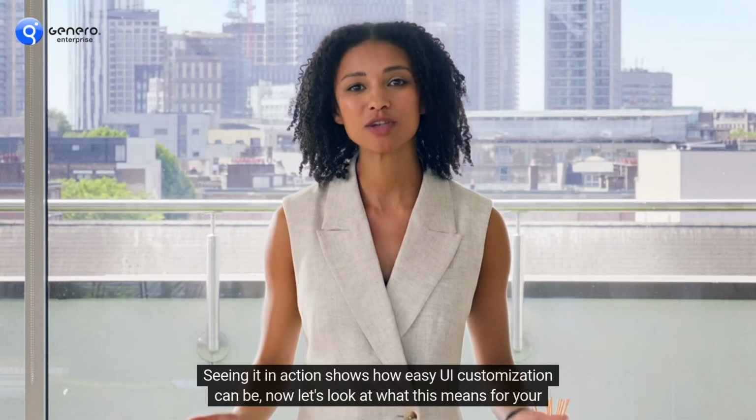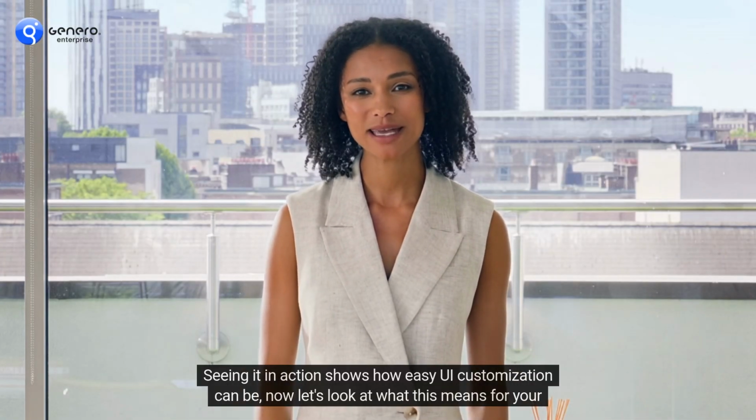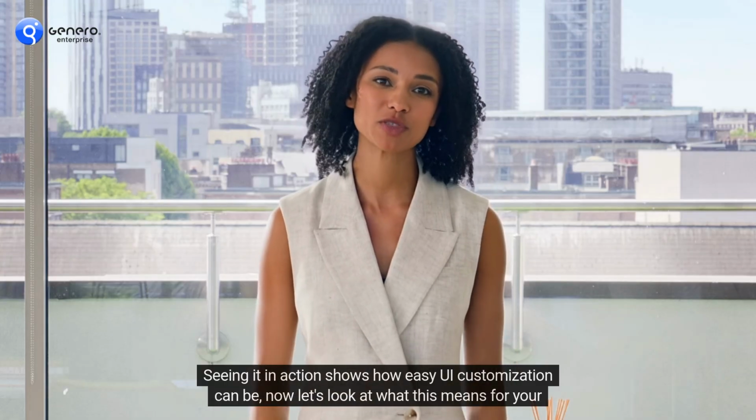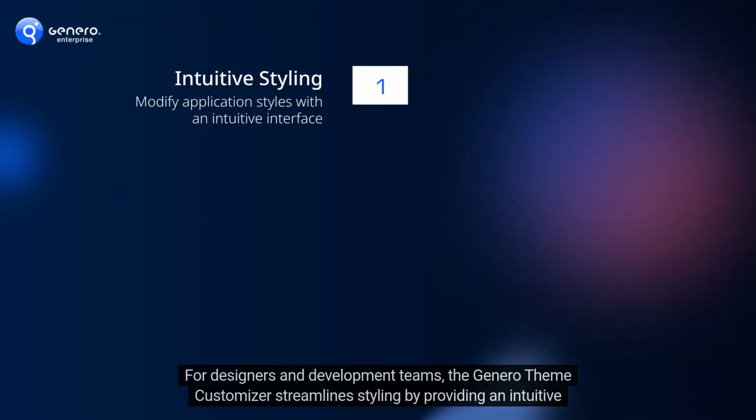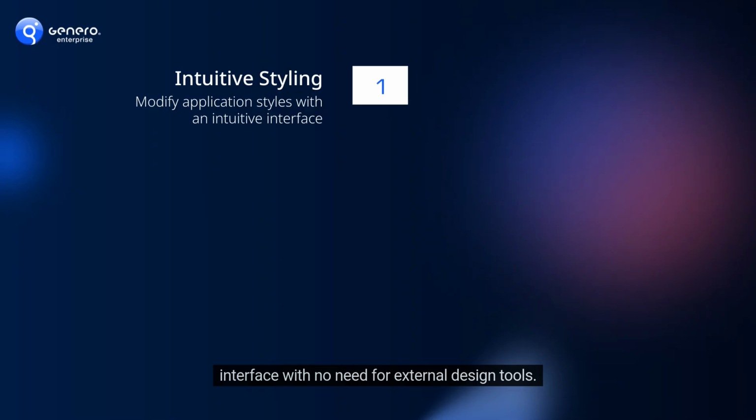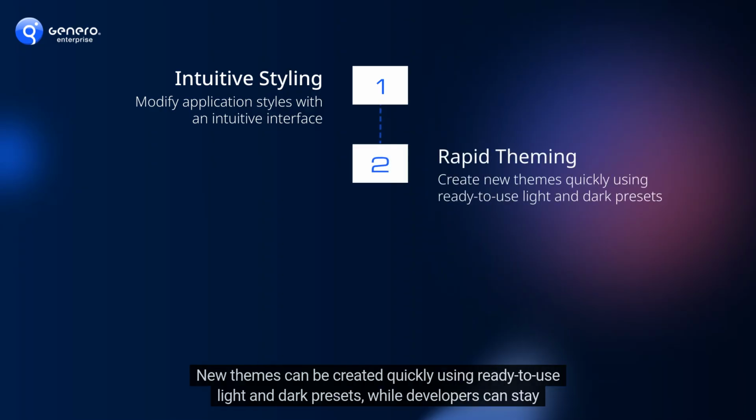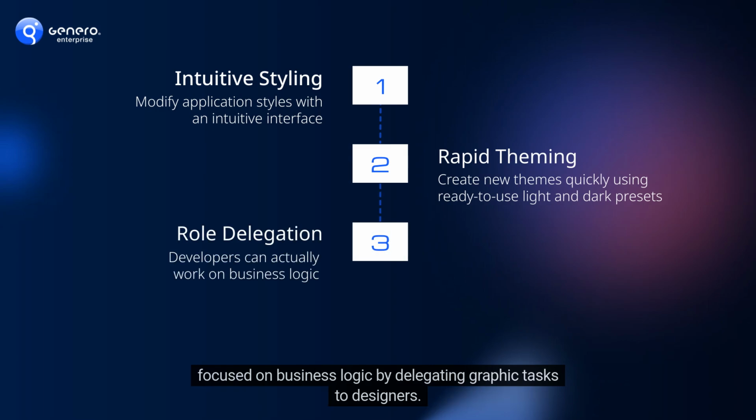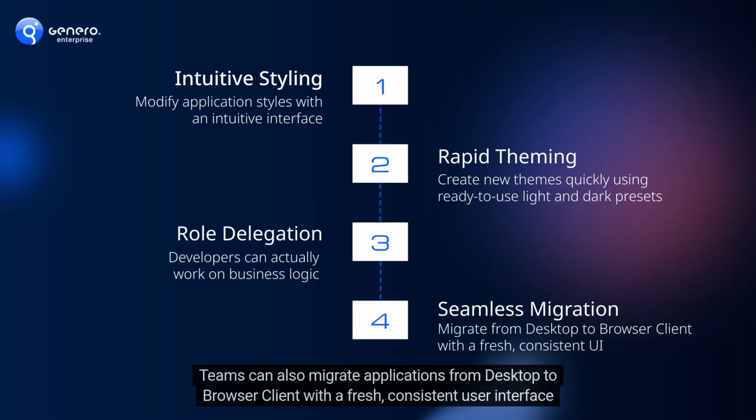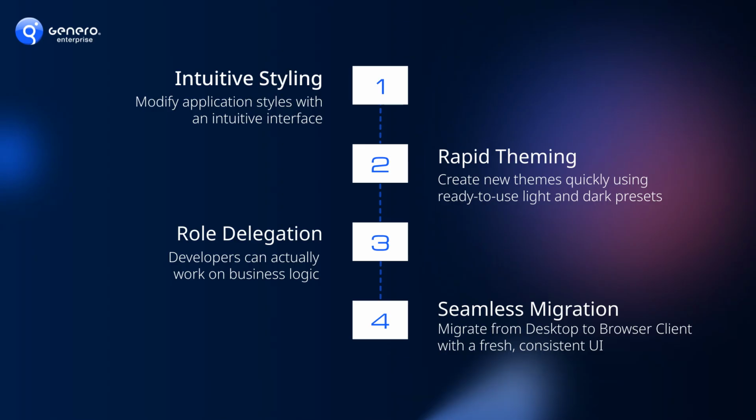Seeing it in action shows how easy UI customization can be. Now let's look at what this means for your team and your applications. For designers and development teams, the Genero Theme Customizer streamlines styling by providing an intuitive interface with no need for external design tools. New themes can be created quickly using ready-to-use light and dark presets, while developers can stay focused on business logic by delegating graphic tasks to designers. Teams can also migrate applications from desktop to browser client with a fresh, consistent user interface.